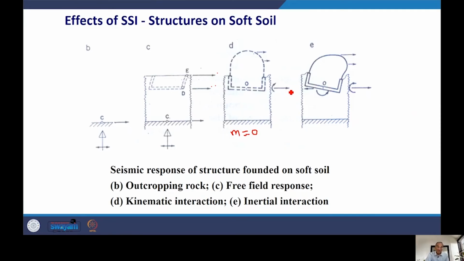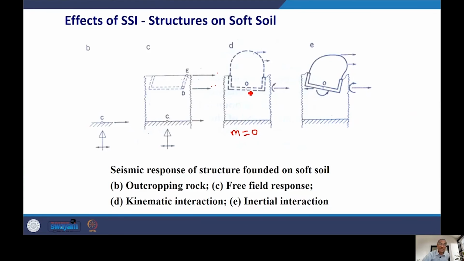Now, if you put a real structure with some stiffness properties, then whatever the response of this comes, that is called inertial interaction. And what is the difference between these three categories? One is like bedrock here, the rock outcropping motion. Then you have the free field response, which is different at points D and E from your input motion. Then the same input motion at D and E is applied to the base of this, so at the junction here.